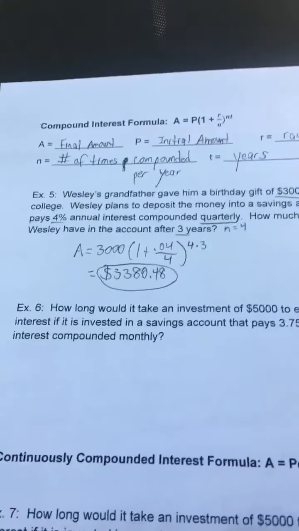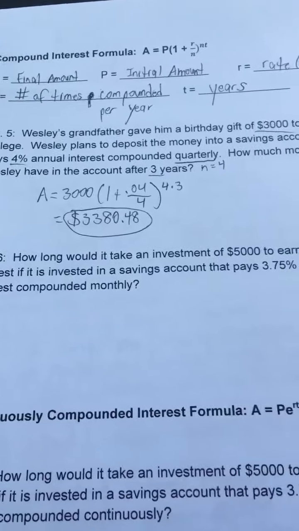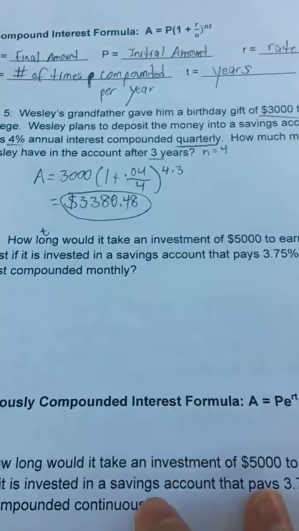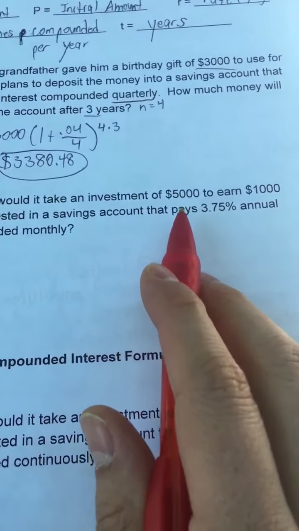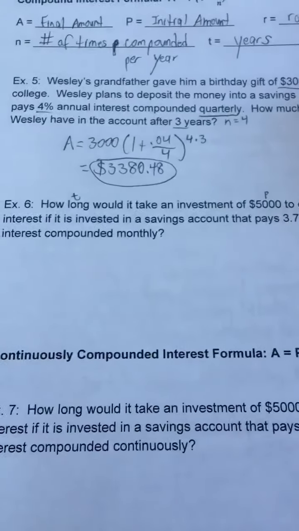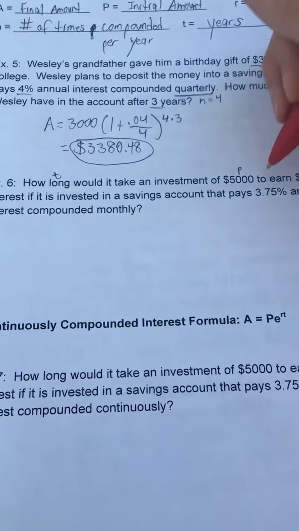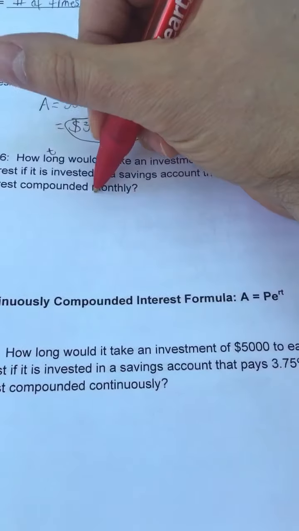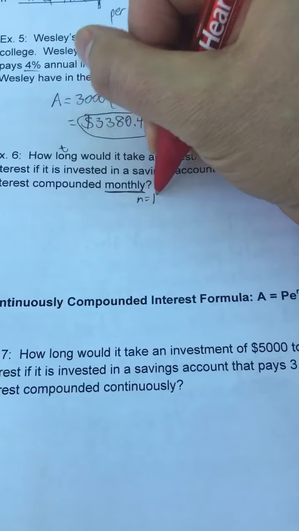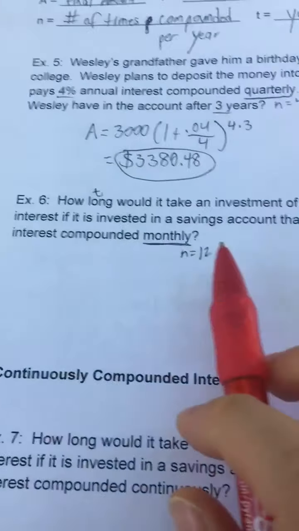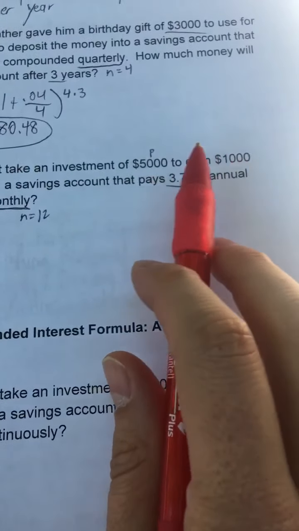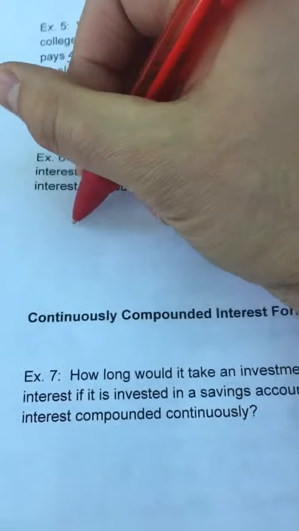Now here's where the new stuff comes in. Example 6: how long would it take? If it's asking how long, it's asking for t, for time. How long would it take for an investment of $5,000, there's my initial amount, my P, to earn $1,000 in interest if it is invested in a savings account that pays 3.75% annual interest compounded monthly. Monthly, how many months in a year? 12, so n equals 12. So this time, I know the final amount. If you're putting in $5,000, you're earning $1,000 on top of that. How much do you end up with? $6,000. That's my final amount.